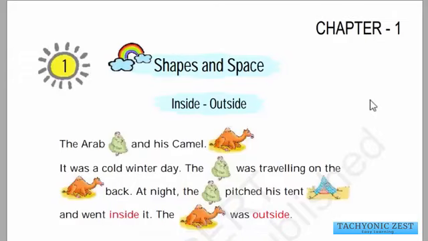Hello dear little ones, we will study mathematics today. We will start with the first chapter, shapes and space. The first topic is called inside outside.